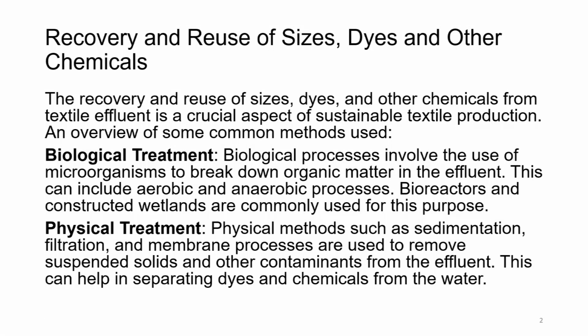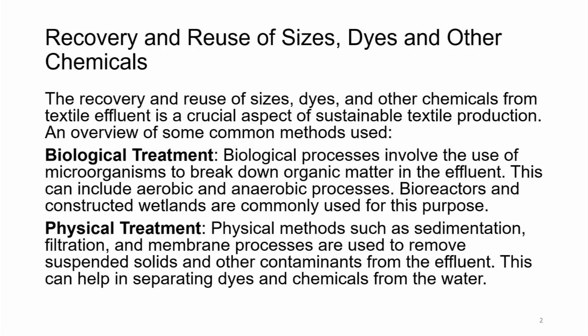Recovery and reuse of sizes, dyes and other chemicals from textile effluent is a crucial aspect of sustainable textile production. An overview of some common methods that can be used: biological treatment. Biological processes involve the use of microorganisms to break down organic matter in the effluent. This can include aerobic and anaerobic processes. Bioreactors and constructed wetlands are commonly used for this purpose.